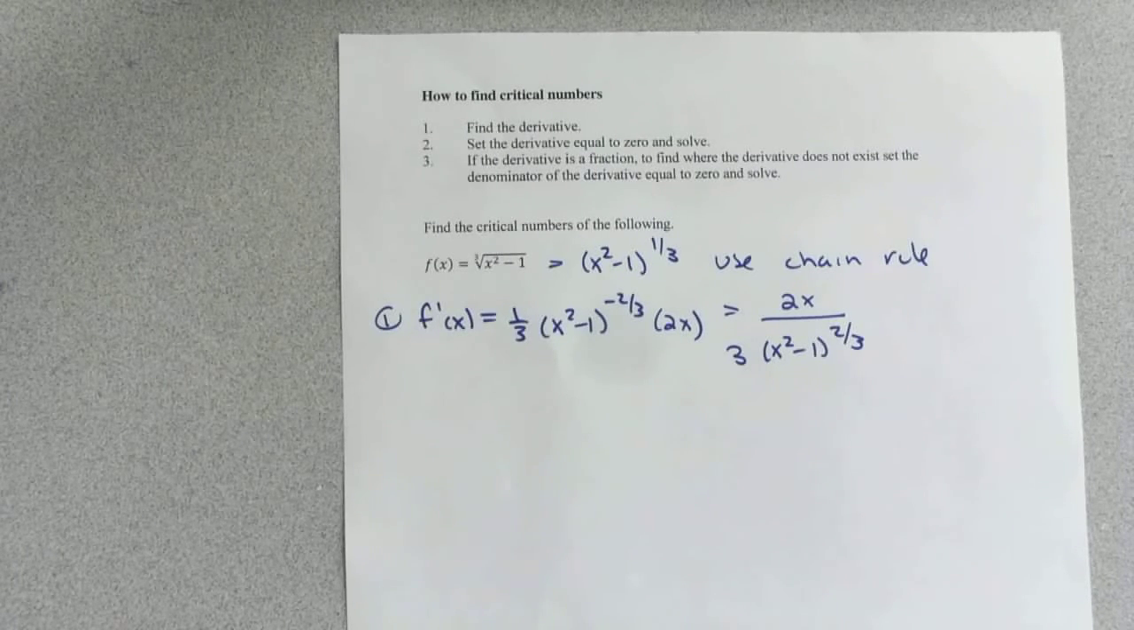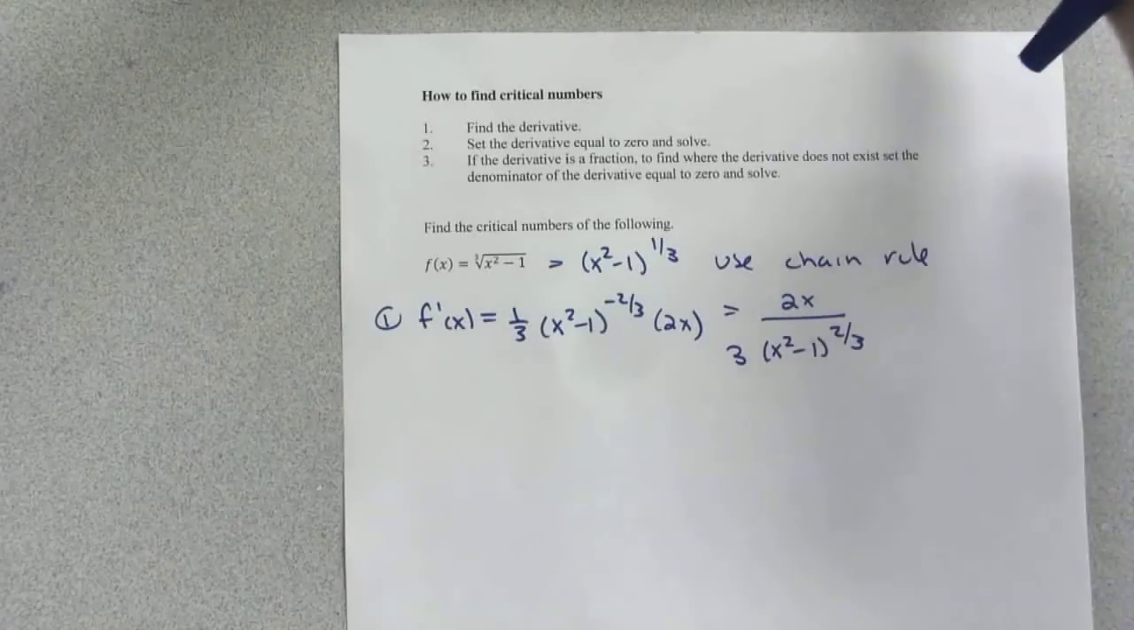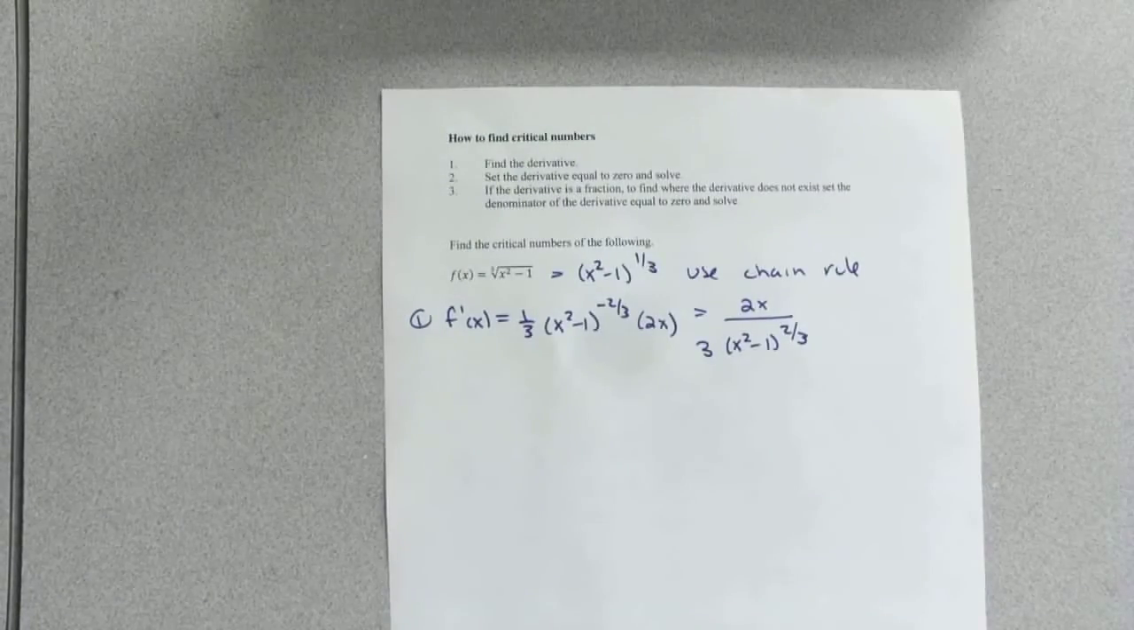I went to the fractional notation because of look what step 3 says. If the derivative is a fraction. So there's the first step. Check your derivatives twice, 3 times. If your derivative is wrong, in these long problems that we're building to, everything else will be wrong after that. So check your derivatives twice.